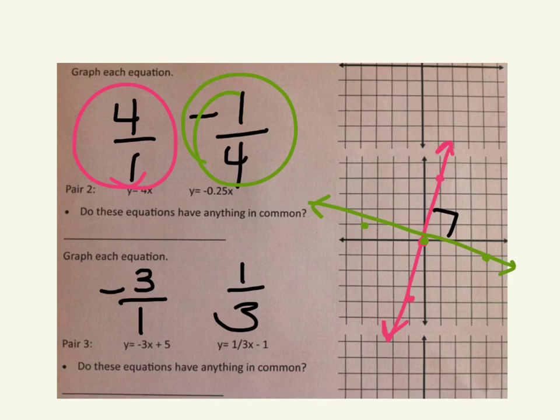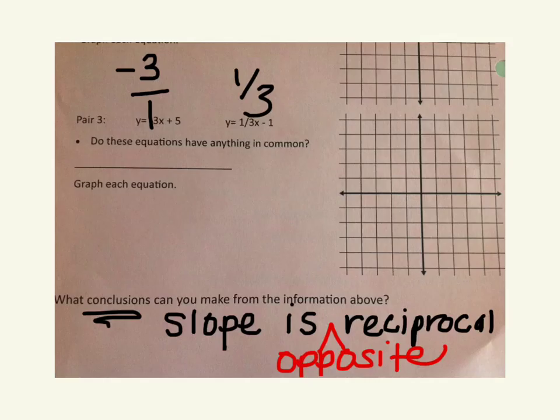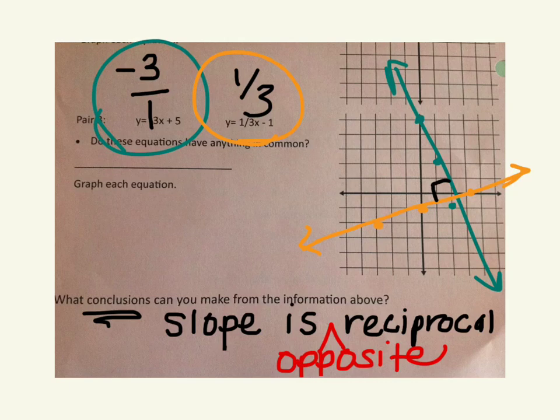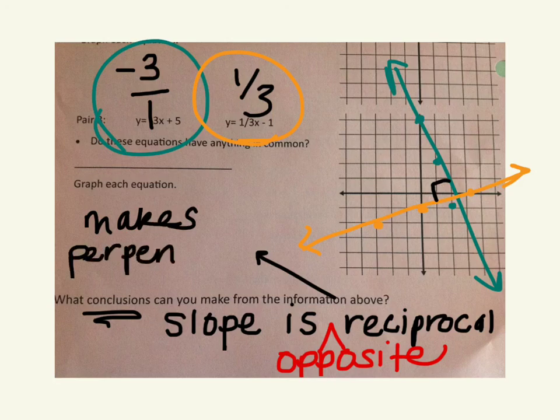Let's see if that holds true for pair 3. So take a minute to graph your two equations and see what happens. Pause. And unpause. What do you know? Here we go again. Our lines form 90-degree angles, making these perpendicular lines. So going back to the conclusions, I can conclude that a slope with an opposite reciprocal is significant and it makes perpendicular lines. Fun fact, if you don't remember, the symbol for perpendicular is that.